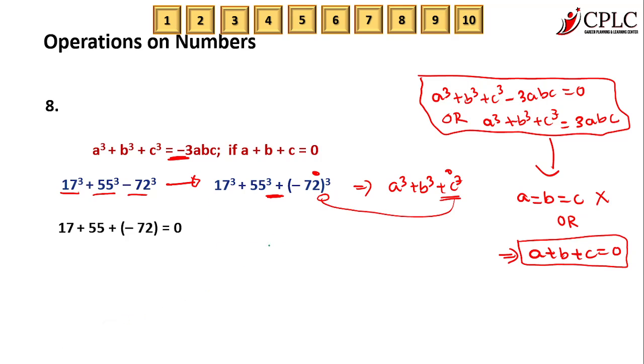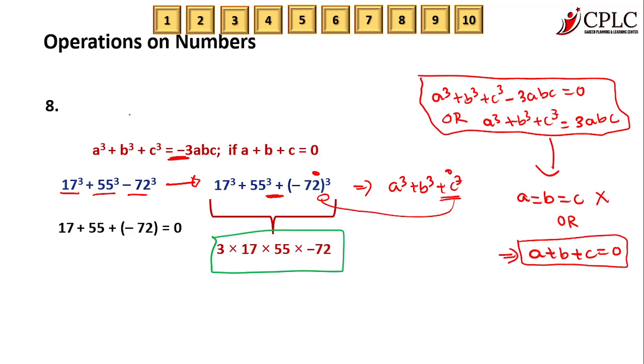we can rewrite them as something else. We can rewrite them as 3abc, for example. Here it is given. So instead of a cube plus b cube plus c cube, we can write them as 3abc. And now all we have to do is check the options. So 3 and 17 is there. This can be 11 into 5. This can be 8 into 9.